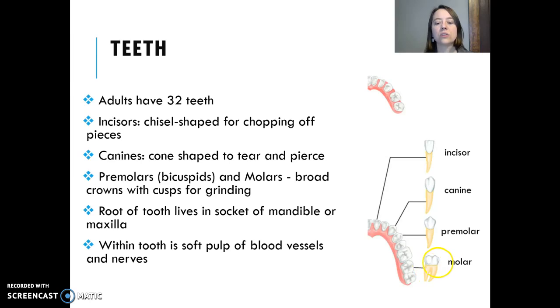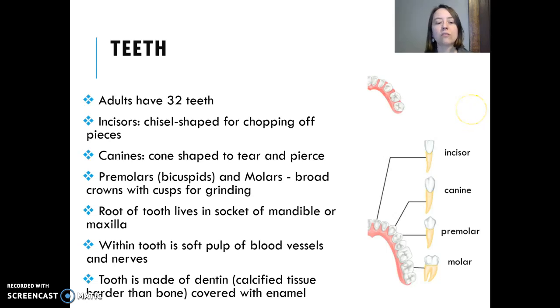And within the tooth, so they're not just solid tooth material, there is a soft area, it's a soft pulp of blood vessels and nerves. So if you ever have a cavity or a root canal that gets into those blood vessels and nerves, it will hurt.